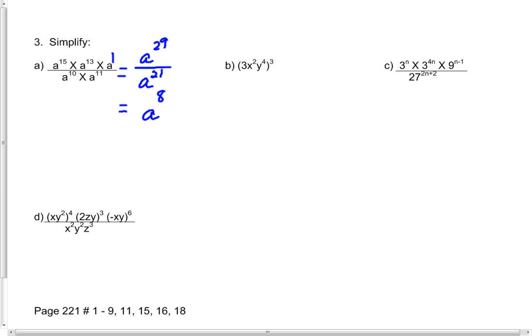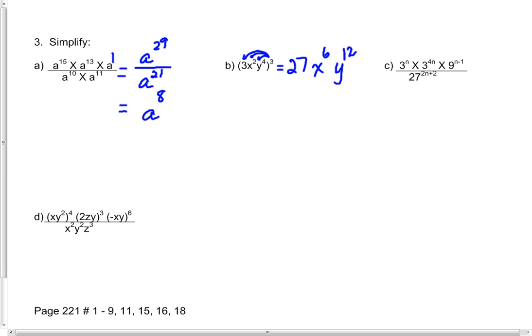B is 3x squared y to the 4th all cubed. That cube is going to affect the 3 and the x's and the y's. 3 cubed is 27. X squared cubed, I would multiply my exponents and get x to the 6th. Y to the 4th cubed, multiply the exponents, y to the 12th. I am done.